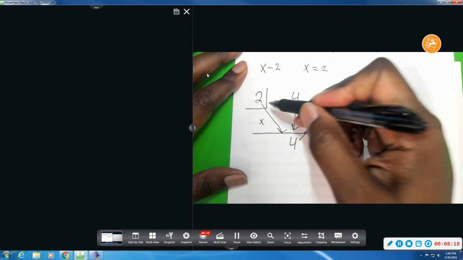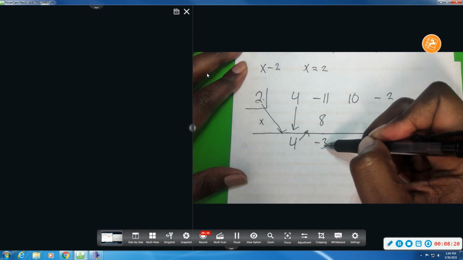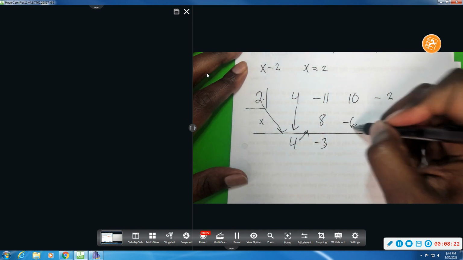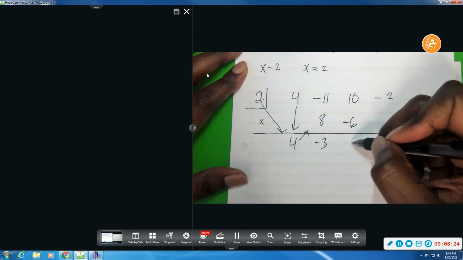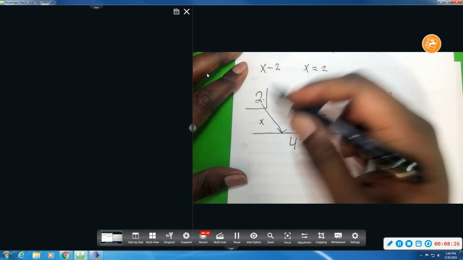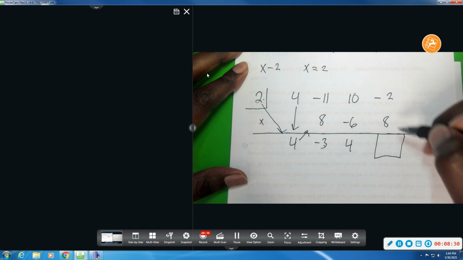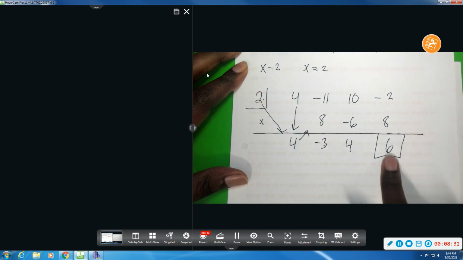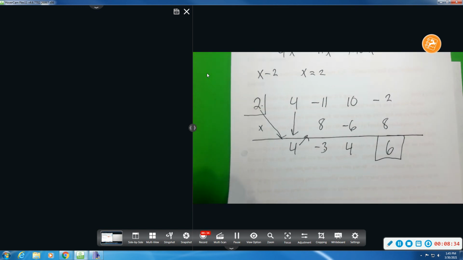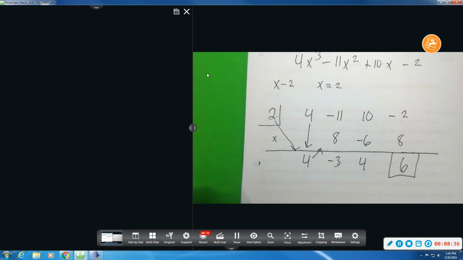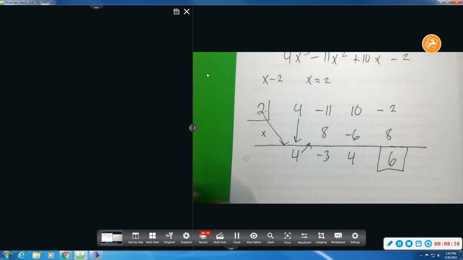And then you repeat the process. You're going to multiply 2 times negative 3, negative 6. Combine or add these. That gives me positive 4. 2 times 4 gives me an 8. Positive 8 minus 2 gives me 6. So that's your remainder. So there's 3 different ways that we've done that. You can also do long division, which we don't need to do here.